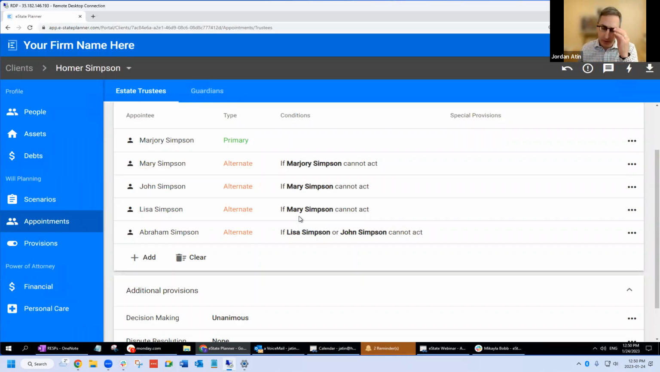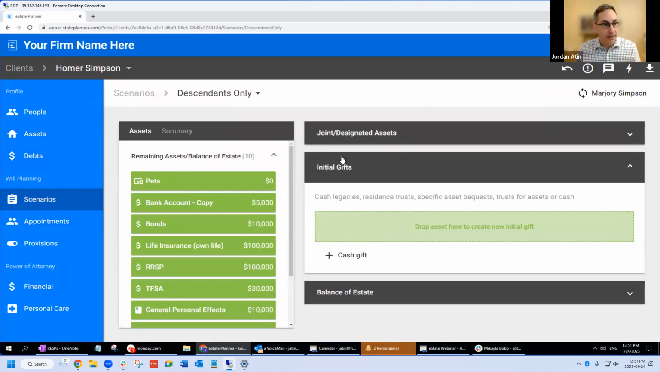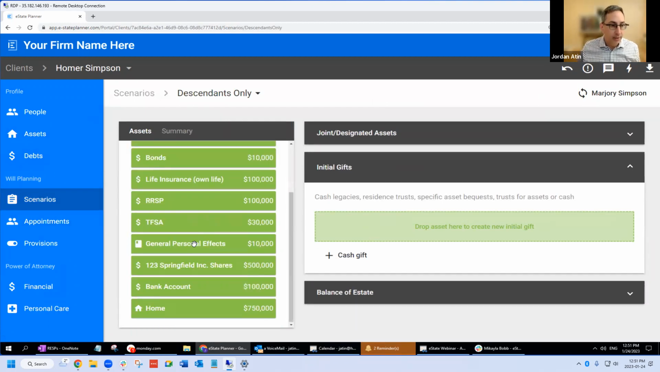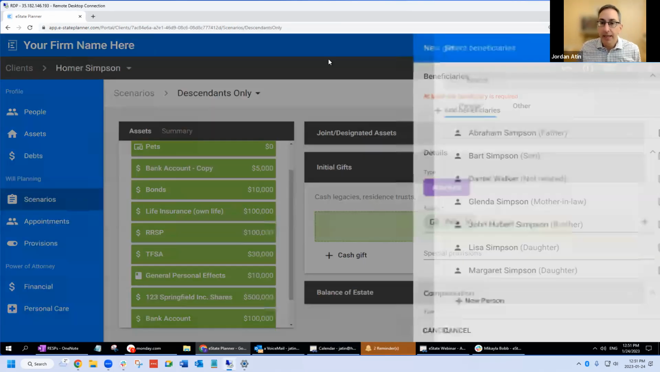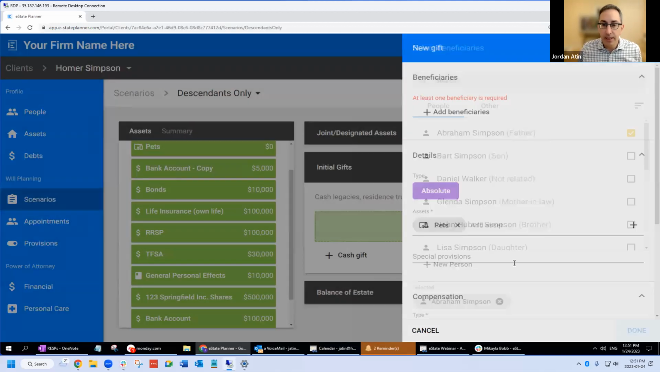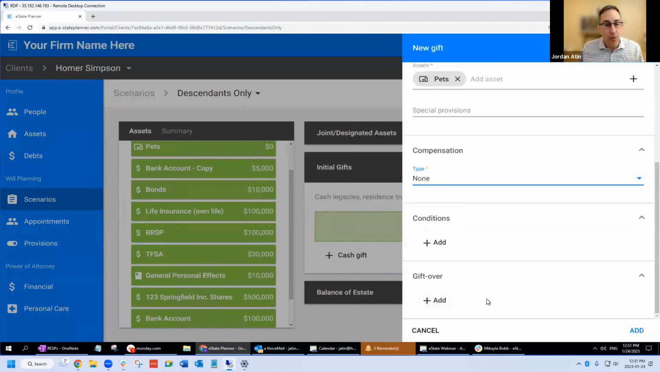So while we have a couple of minutes, I just want to show you a new feature that we have now. If I'm creating a scenario for Homer, and Homer has, let's say, pets, we're going to drag pets in there. So I want Abraham to be the pet recipient, and I deal with compensation for the pet recipient, whatever. Now, where we never had until Friday, we released a new feature. We now have a simple gift over for pets and personal effects.